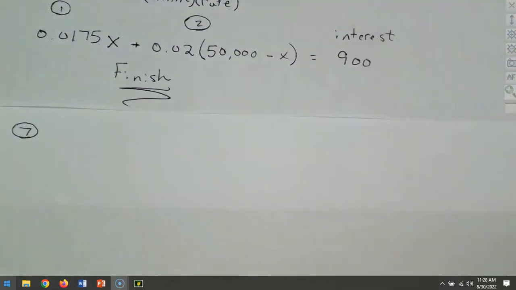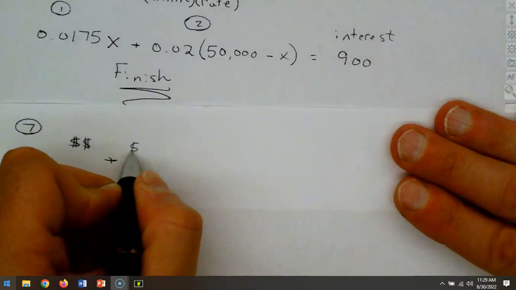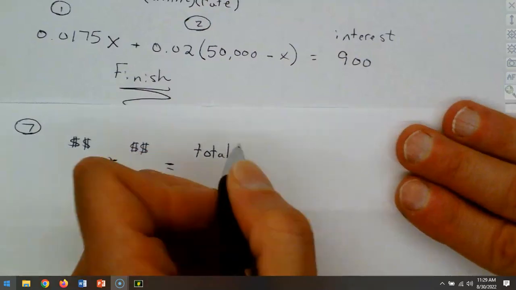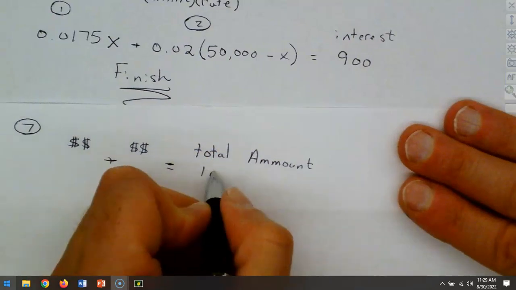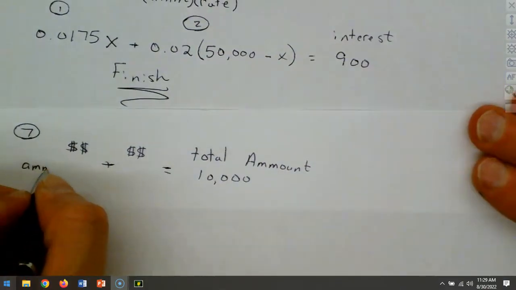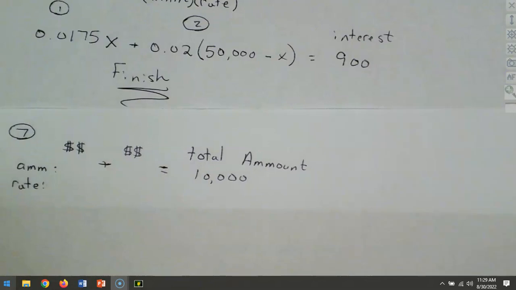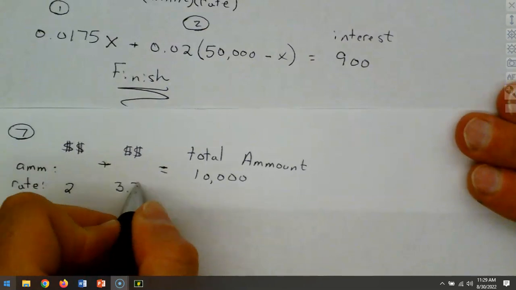So let's work on 7. So we read it. And the first number that we encounter is that 10,000. And what does that 10,000 mean? That's my total amount, isn't it? So the total amount goes here. Is everyone okay with that? Okay, so that goes there. Next, let's talk about our percentage rates. What two percentage rates do we have? Yep, we've got a 2, and we've got a 3.75%.